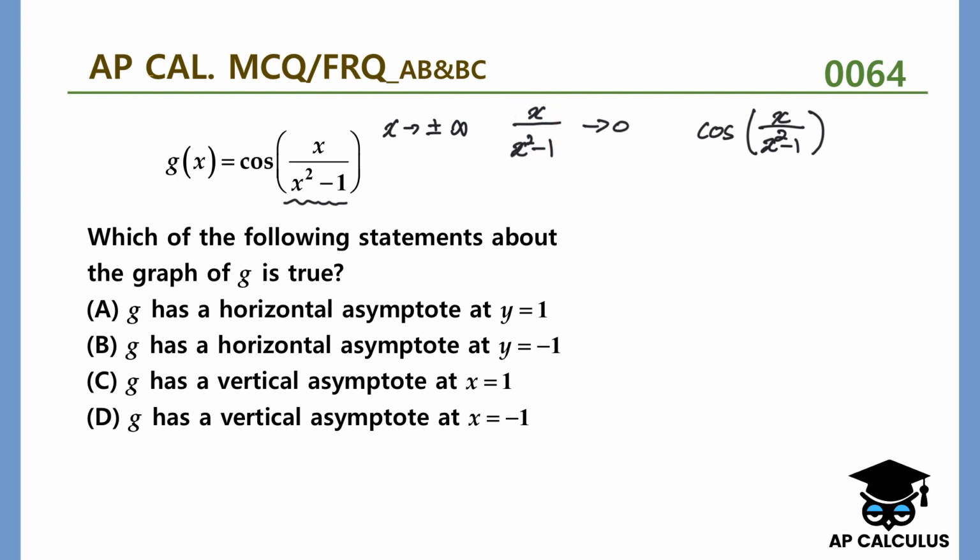This means when this expression approaches 0, what about cosine? Cosine approaches 1, right? Remember, cosine 0 is equal to 1. Does that make sense? So when this expression approaches 0, cosine 0 approaches 1, right? I mean cosine of x over x squared minus 1 approaches 1. So horizontal asymptote is y equals 1. So the answer is A. Alright?